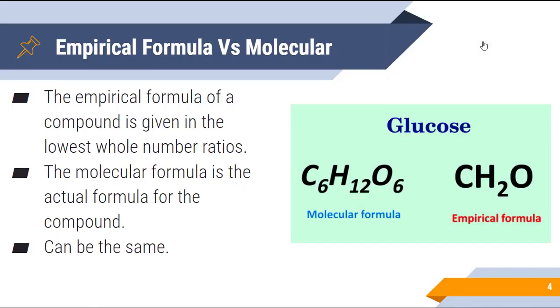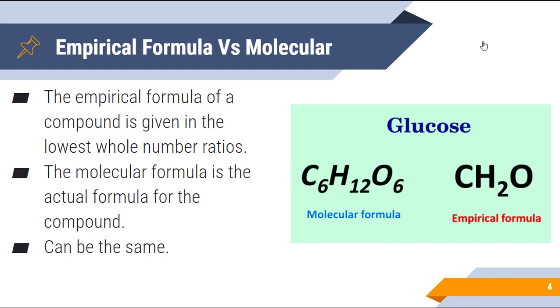So what's the key difference between the empirical and molecular formula? The empirical formula of a compound is given in the lowest whole number ratio. If we look on the right here, the empirical formula for glucose is CH2O. However, the molecular formula is the actual formula of the compound, which would be C6H12O6. Do keep in mind, though, that in some instances these can be the exact same thing.